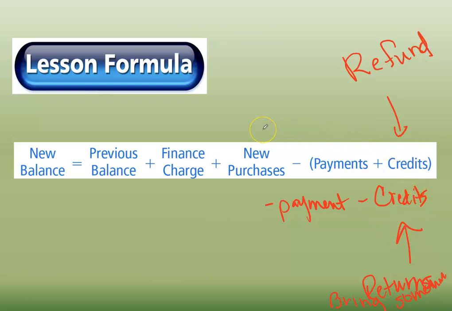So just understanding, previous balance is what you had that you didn't pay off. Finance charge is going to be your interest. New purchase is new things you bought, right? Then you're going to subtract any payments that you made on your account, and then you're going to subtract any credits. If you add these two together, they're all subtract. But like I said in the other video, if you want to go ahead and rewrite it like this, I feel like that might be easier.